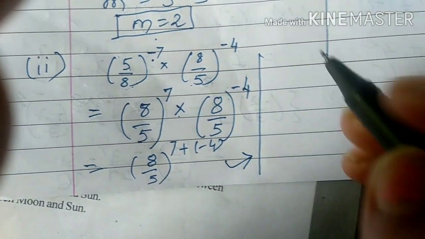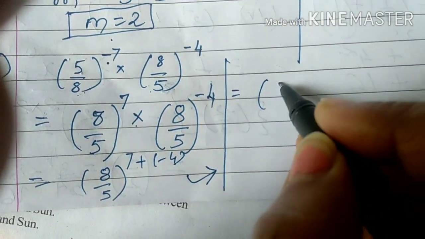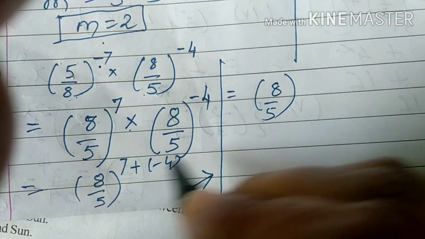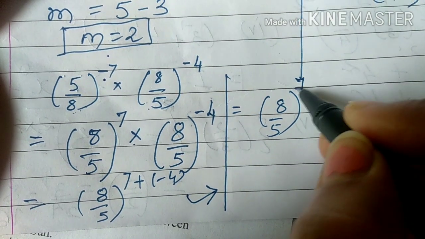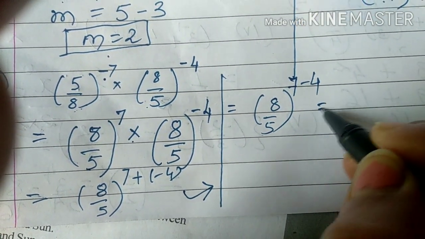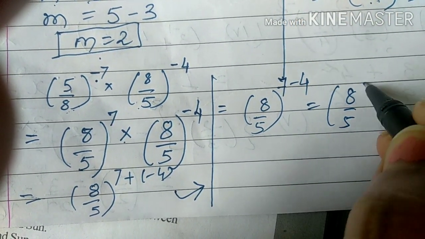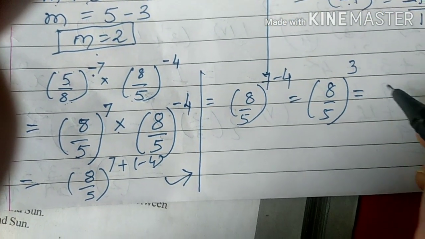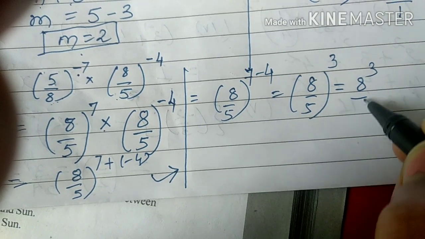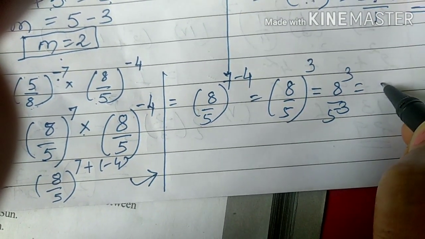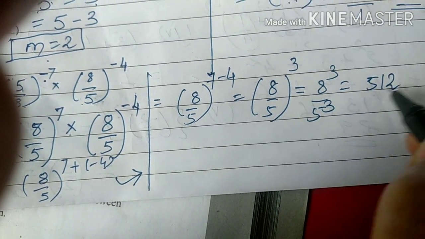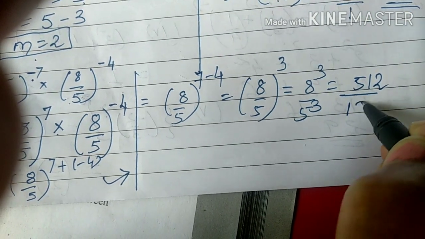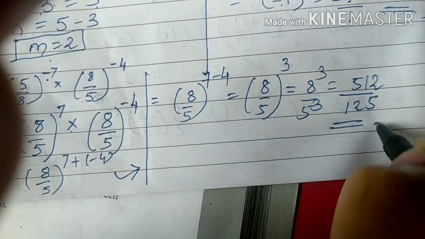Now I am writing on this side. So it will become 8 upon 5, 7 plus minus will become minus 4. 7 minus 4 is 3. So 8 upon 5 whole raised to 3. Since it says evaluate, I have to find the final value. It means 8 cube upon 5 cube. 8 into 8 into 8 will become 512. And 5 cube will become 125. So this is our final answer.